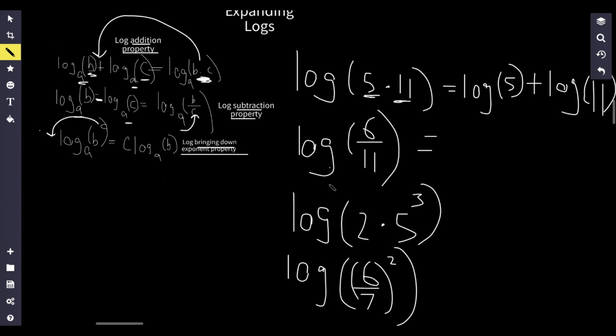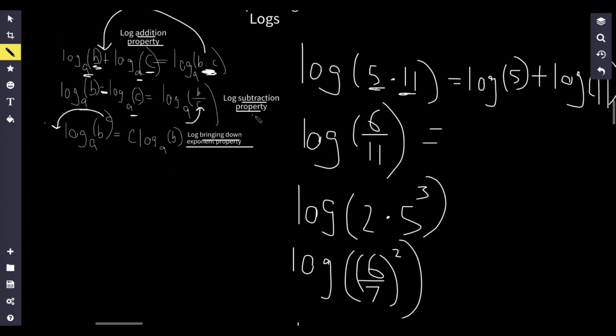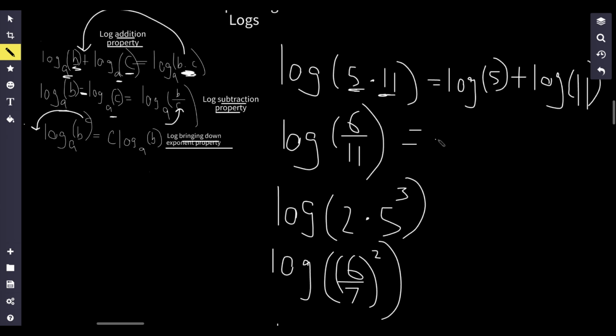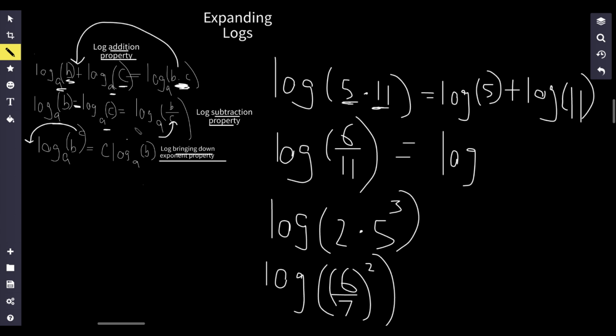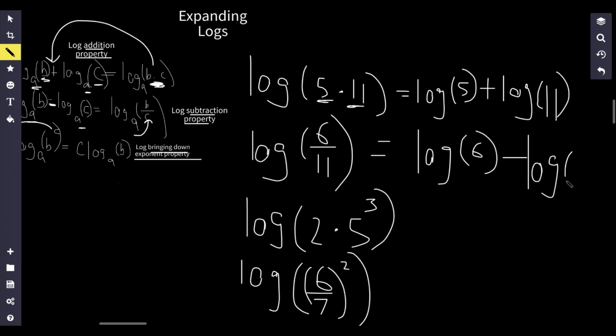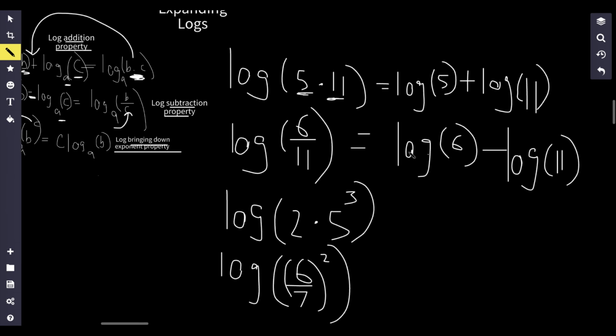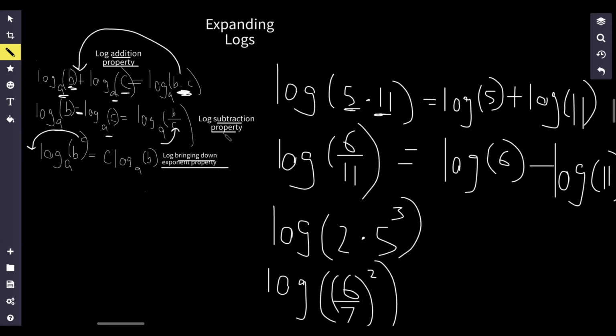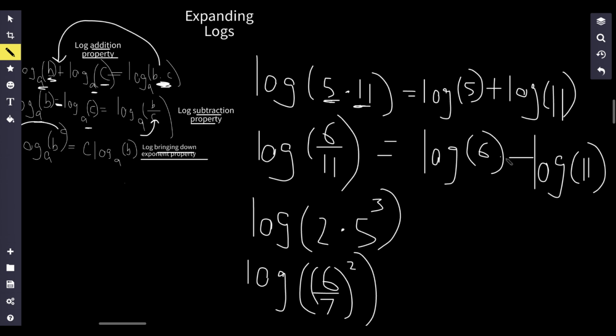The next problem is just using the logarithm subtraction property. Because you're dividing two things, you have to subtract the two logarithms. So in this case, this is just going to be log base 10 of 6 minus log base 10 of 11. When you're doing expansion using the subtraction property, it's always the numerator minus the denominator.